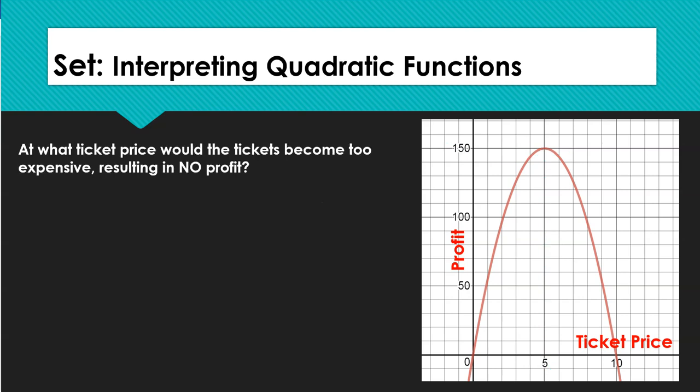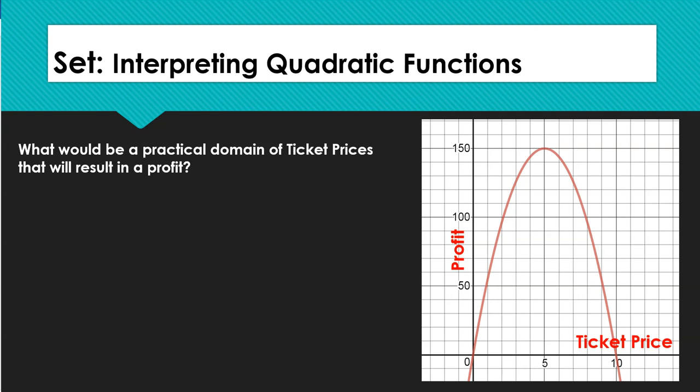At what ticket price would the tickets become too expensive, resulting in no profit? At $10 per ticket, the production will not make any profit. This is shown by the point 10, 0.